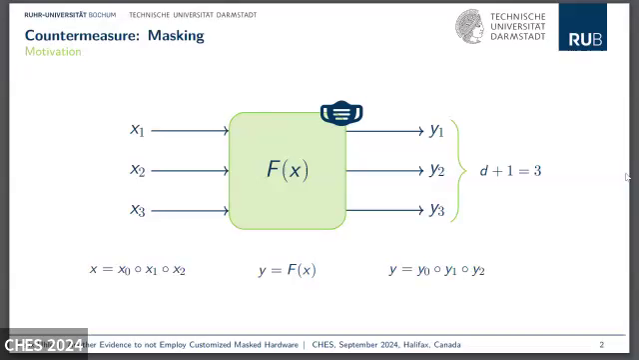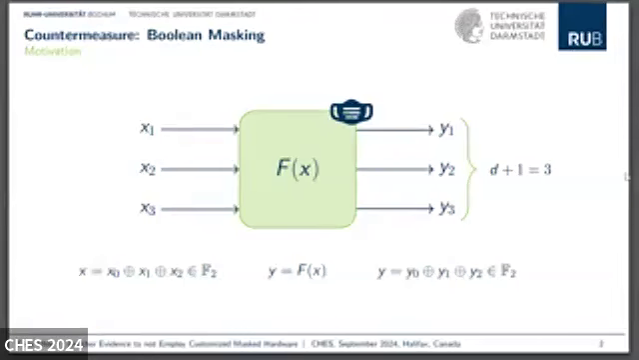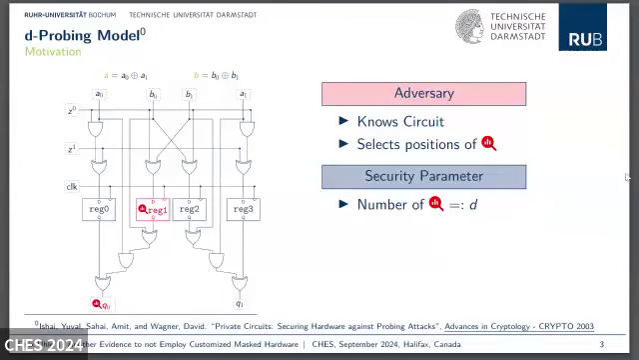The basic idea of masking is to split the dependency between the processed data and its physical effects. This is done by sharing, or splitting, our secret data into multiple shares, which are statistically independent of each other. One form of masking is Boolean masking. Here we use the XOR operation to split our secrets into the shares.